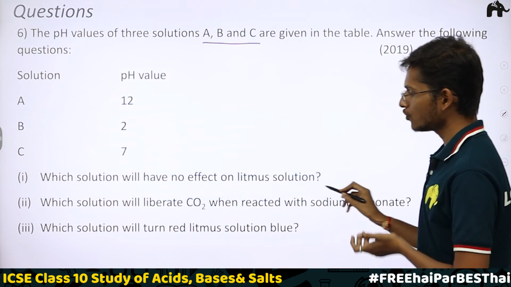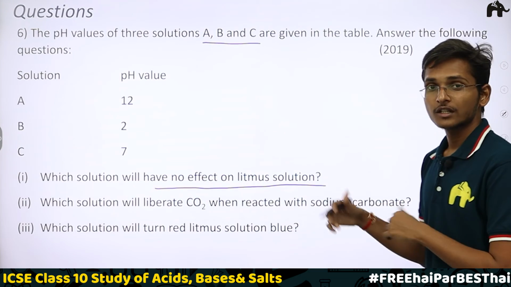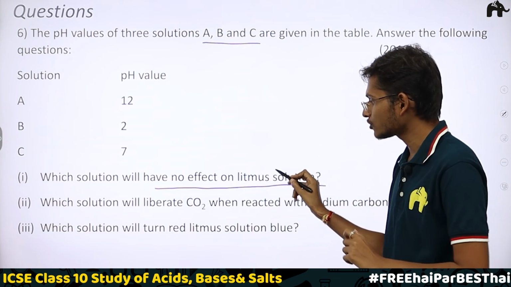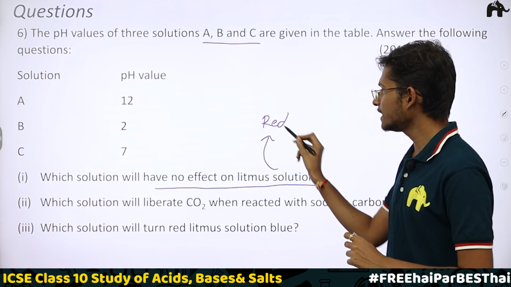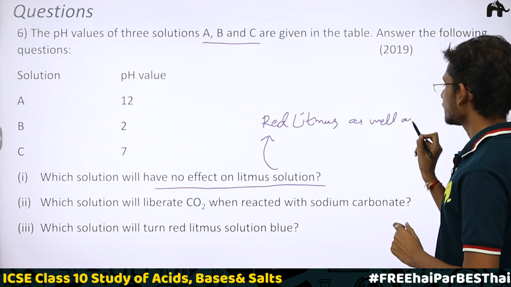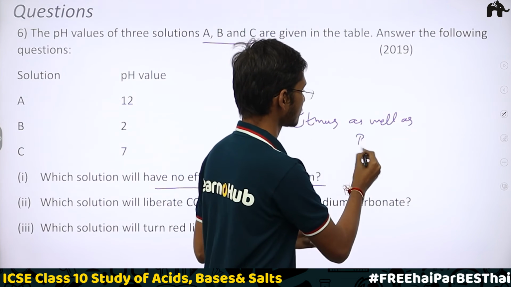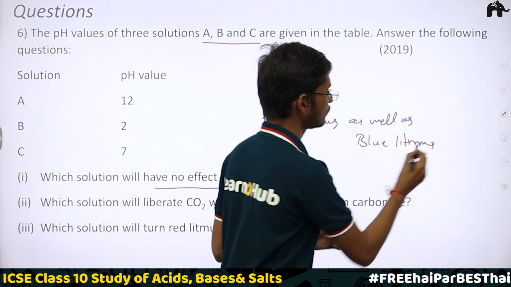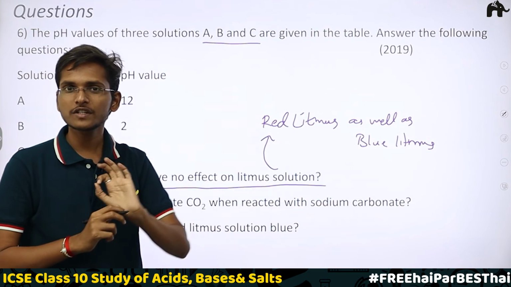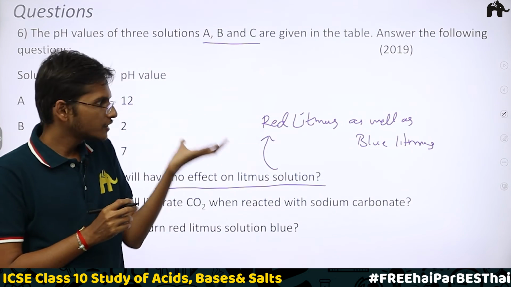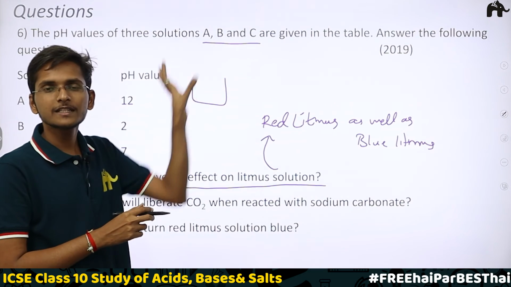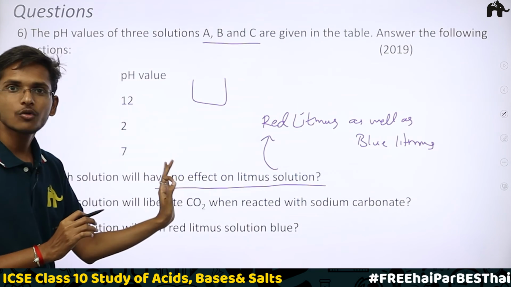Which solution will have no effect on litmus solution? So they are asking about both red litmus solution as well as blue litmus solution. Don't get in a hurry or get confused. Which solution would have no effect on red litmus as well as blue litmus? We have just studied neutral solutions, right? In a neutral solution, whether you add red litmus or blue litmus, the color would be the same as that of the litmus solution. No effect.